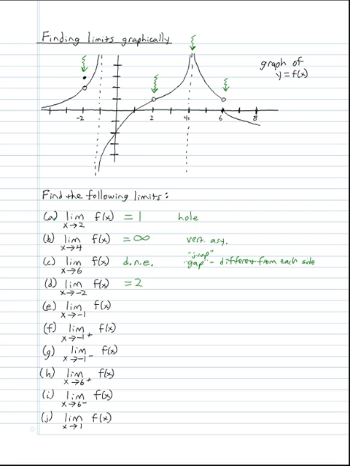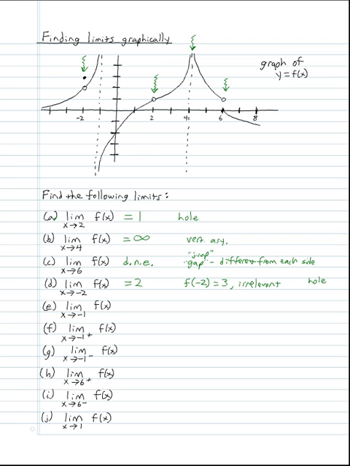Recall that the value of the function where x is approaching is irrelevant in our limiting process. So the fact that f of minus 2 is equal to 3, that's what our filled-in dot there is, at the point minus 2, 3. That fact is irrelevant and has nothing to do with the hole in the graph, so we can evaluate the limit as 2.